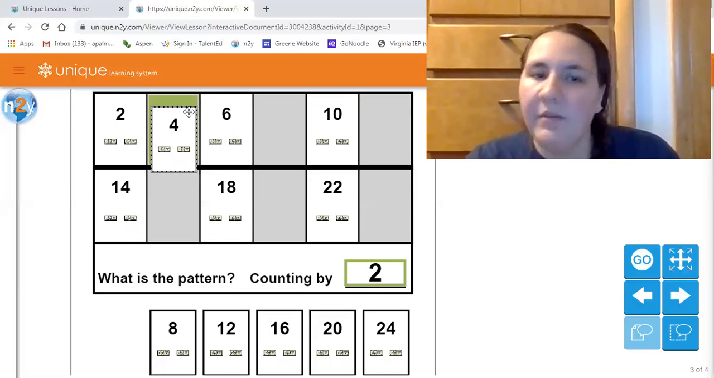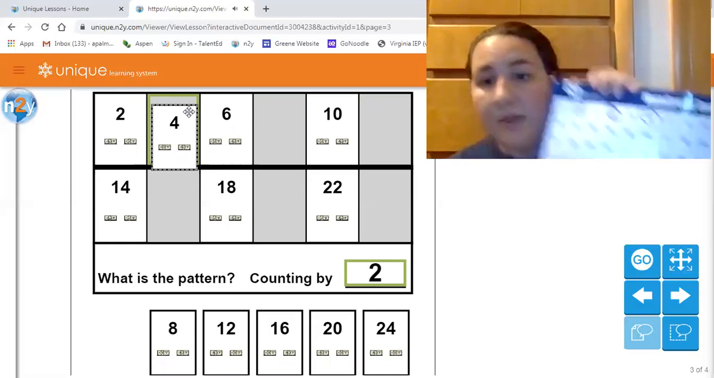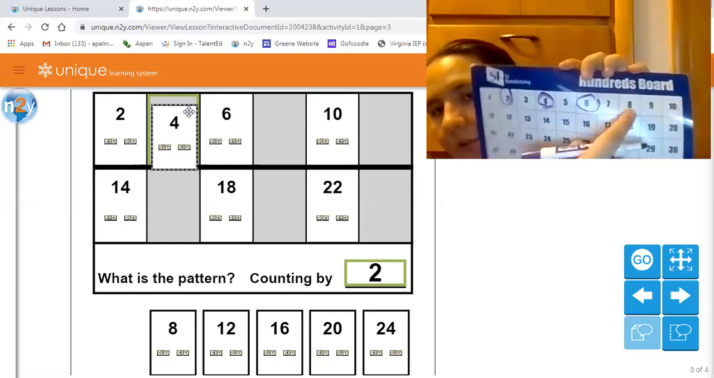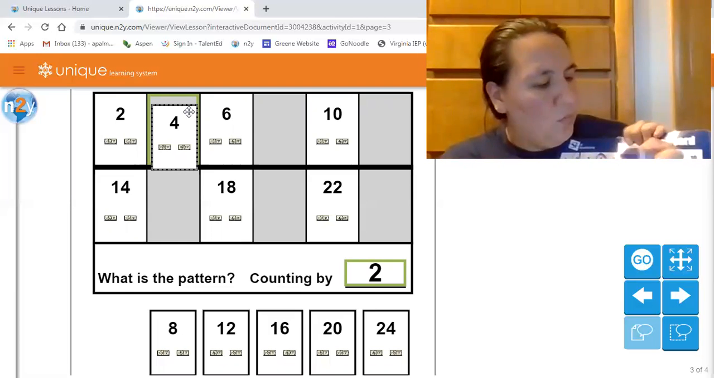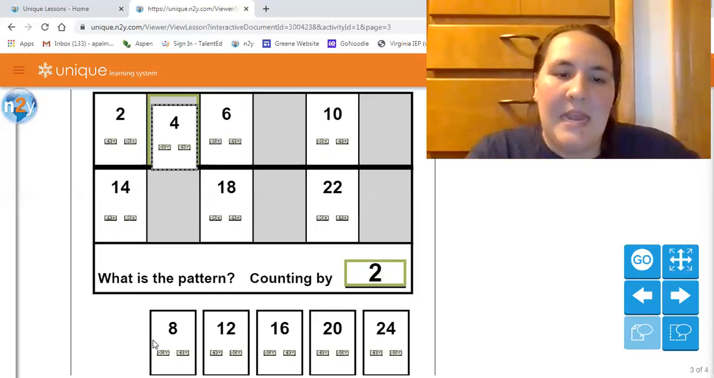All right, so I have my 4. So now I know my next number is 6, and my pattern is counting by 2s. So I start at the 6 and I count 2. 1, 2. What number did I land on? Beautiful job. And 8.